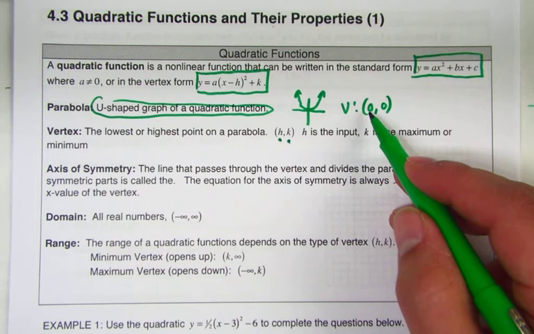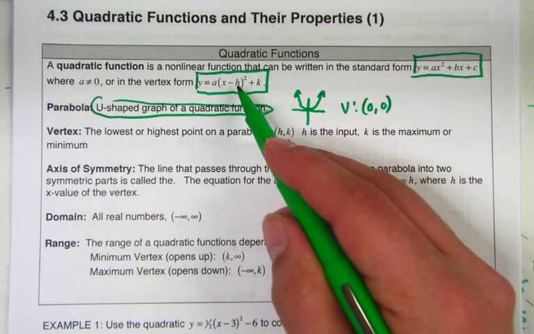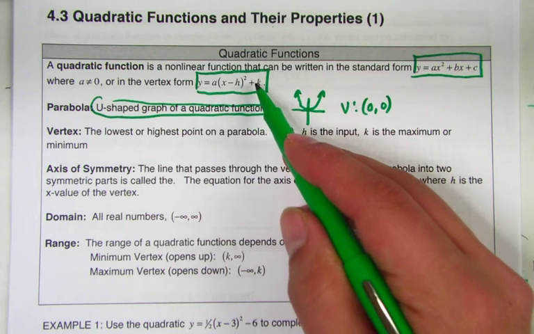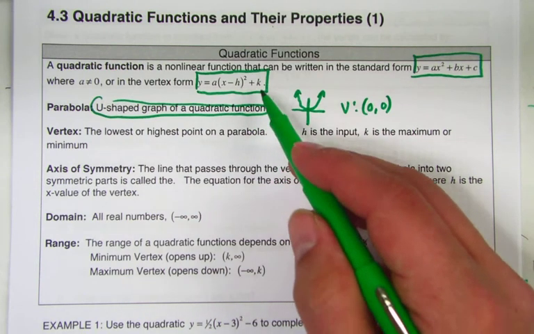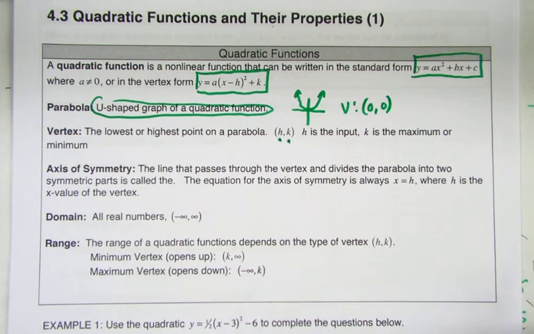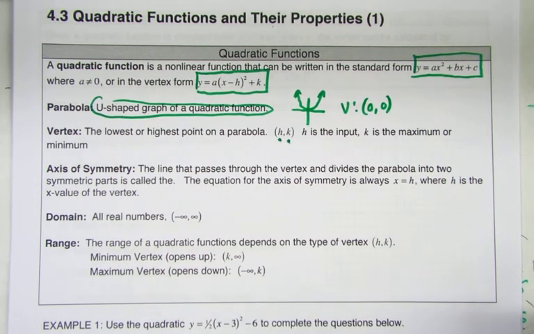The vertex starts at 0, 0, but then there's some shifting, and so the vertex would just be the opposite of this for the x-coordinate, which is just positive h, and then k is going to be the y-coordinate of the vertex. And that's always going to be the lowest or the highest point, depending on which way the parabola opens.